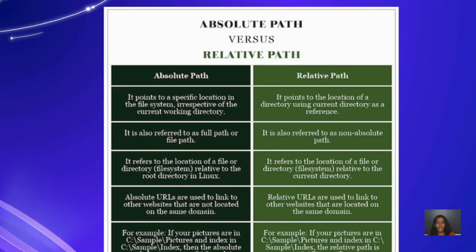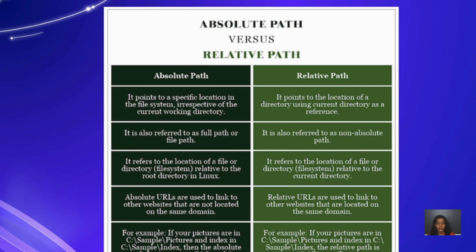Difference between absolute path and relative path. Absolute path points to a specific location in the file system irrespective of the current working directory, whereas relative path points to the location of a directory using current directory as a reference. Absolute path is also referred to as full path or file path. Relative path is referred to as non-absolute path.